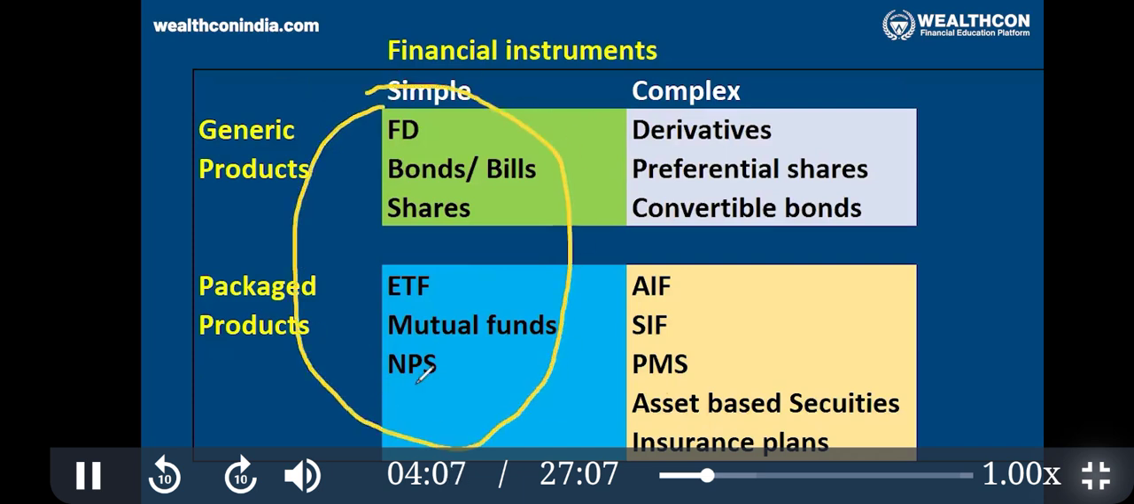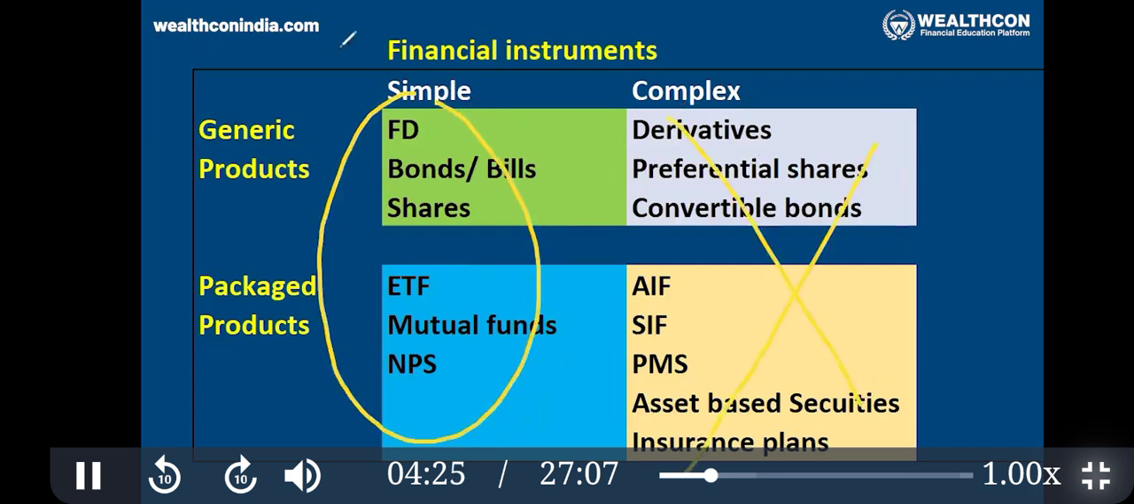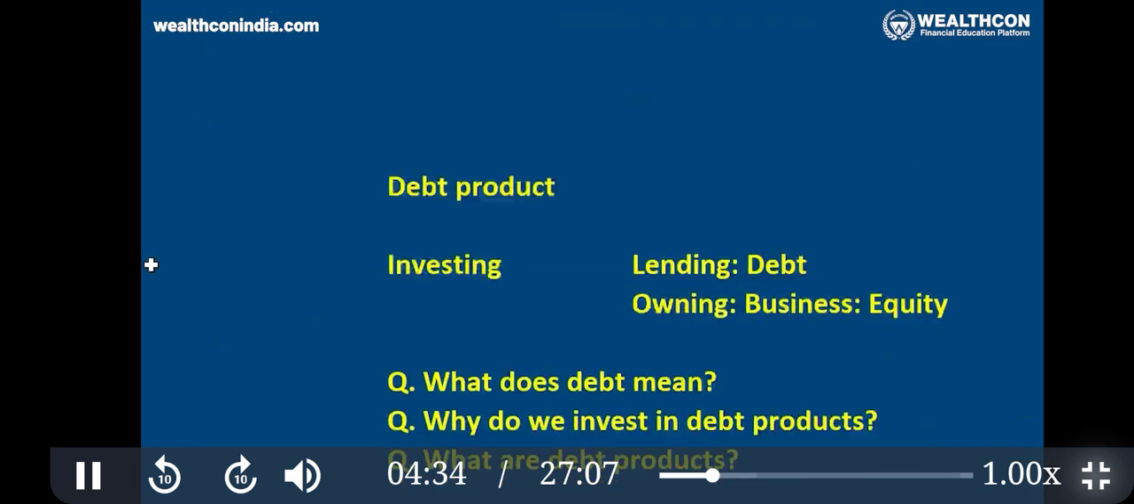In this batch, we are discussing NPS because NPS rules were changed last month. So now NPS has become attractive. It is at par with mutual funds, especially for retirement planning. So be prepared to study these products only. We are not going to discuss the other products, but as a cognitive framework, this is a good classification. Whenever you read books or watch YouTube, you can classify products into 4 different quadrants.